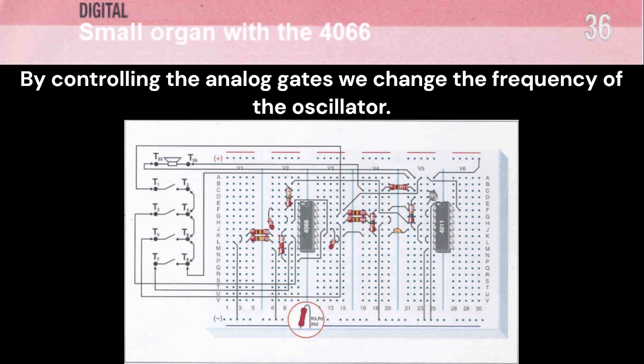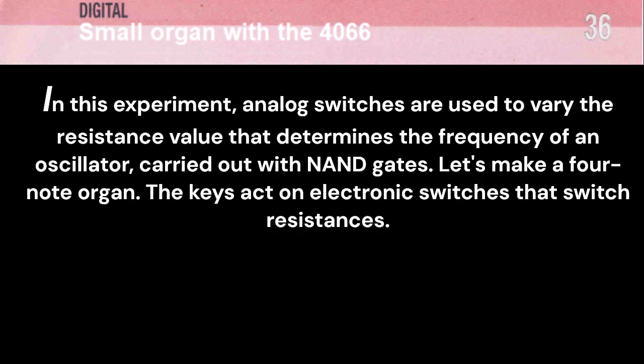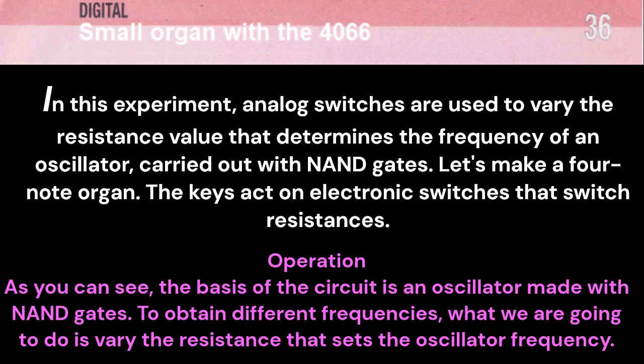By controlling the analog gates, we change the frequency of the oscillator. In this experiment, analog switches are used to vary the resistance value that determines the frequency of an oscillator, carried out with NAND gates. Let's make a 4-note organ. The keys act on electronic switches that switch resistances.